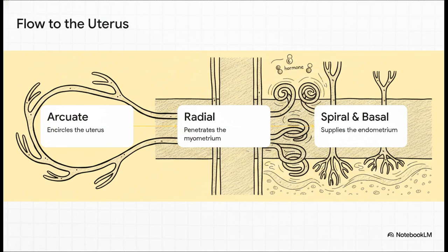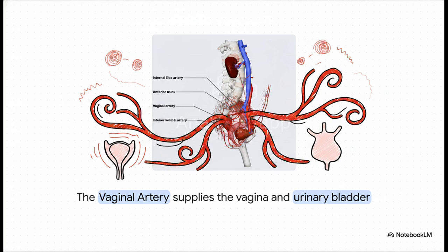And those spiral arteries? Absolutely crucial clinically. They supply the functional layer of the endometrium. They literally grow and shrink in response to estrogen and progesterone during the menstrual cycle, making them absolutely essential for supporting a pregnancy. Just below that whole system, we have the vaginal artery.